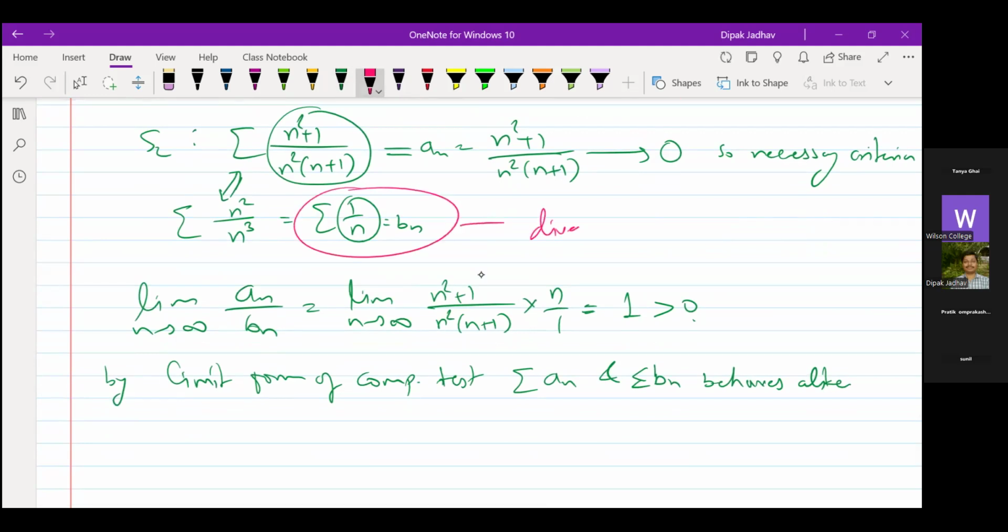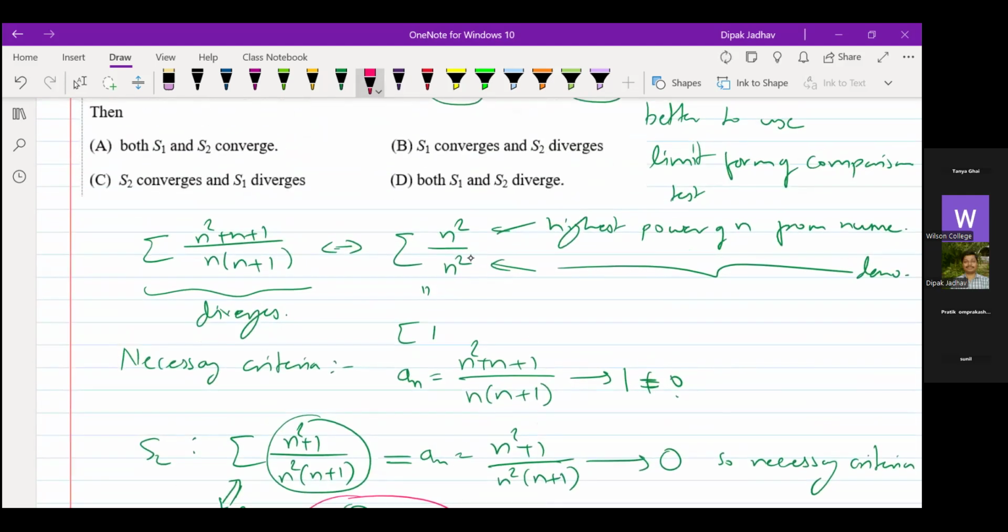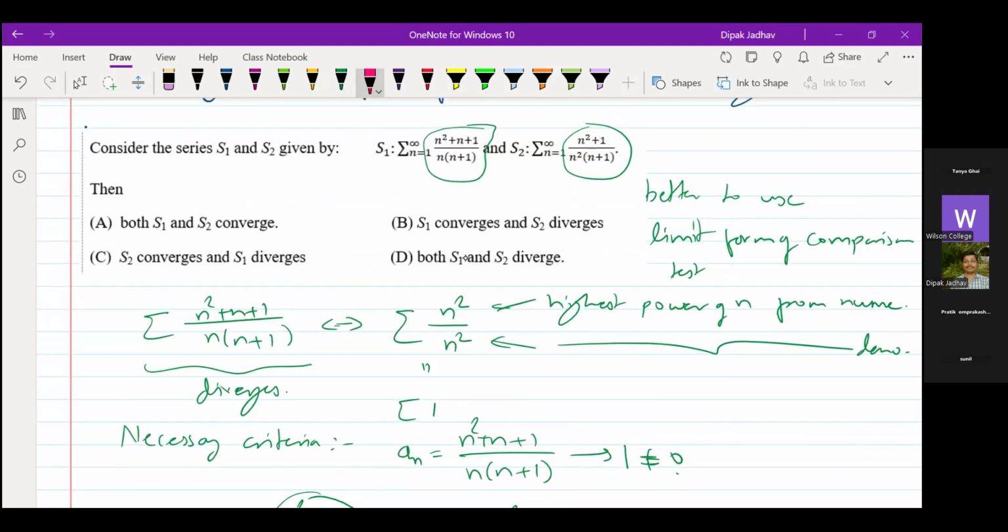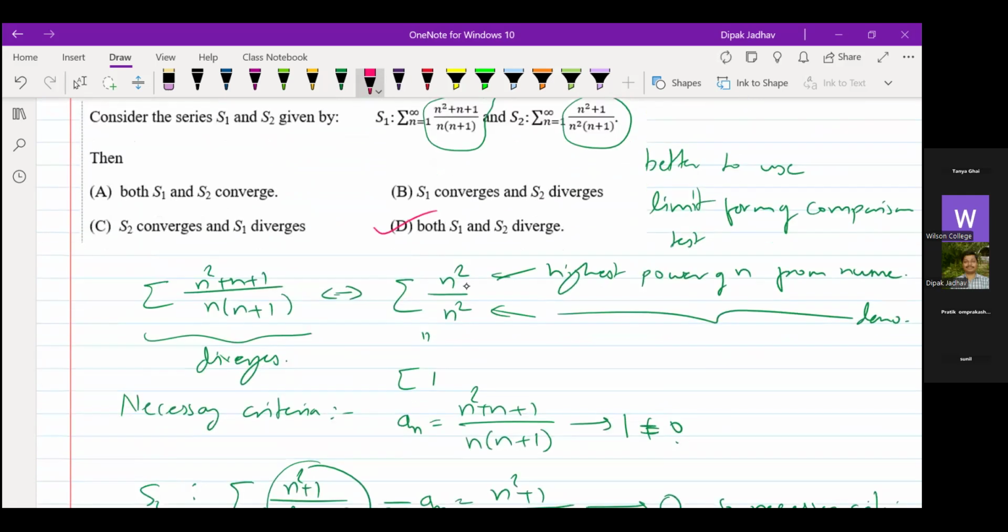Summation bn diverges, as it is a harmonic series. So summation an also diverges. So which option is correct then? S1 diverges, so also both. Yes, very good.